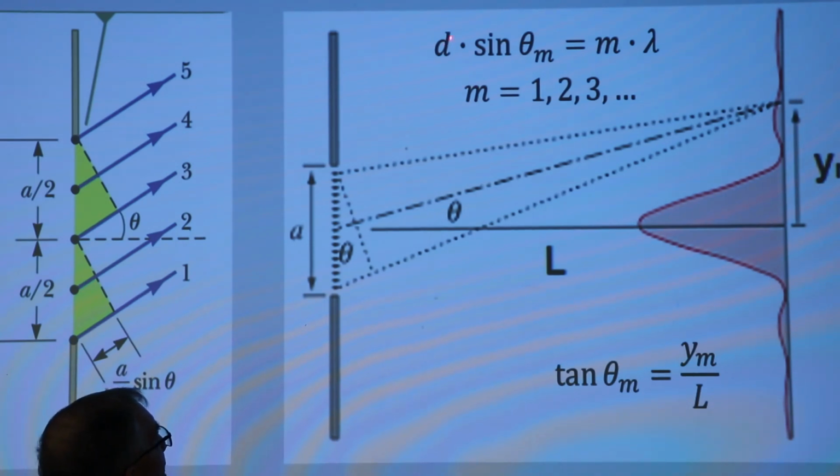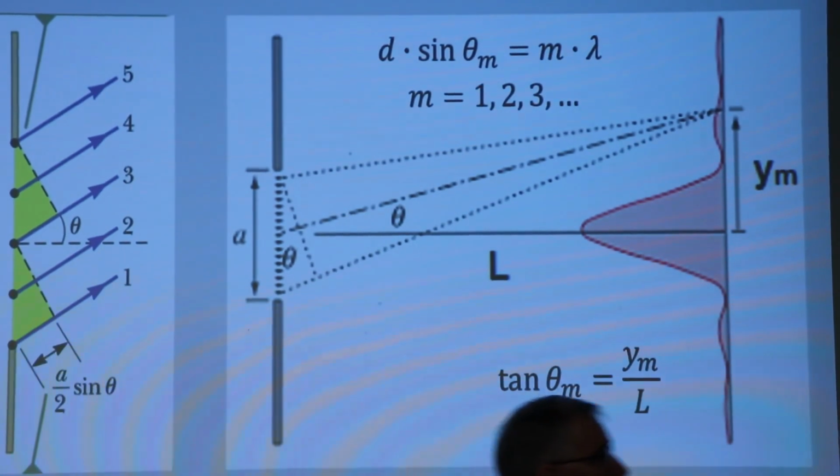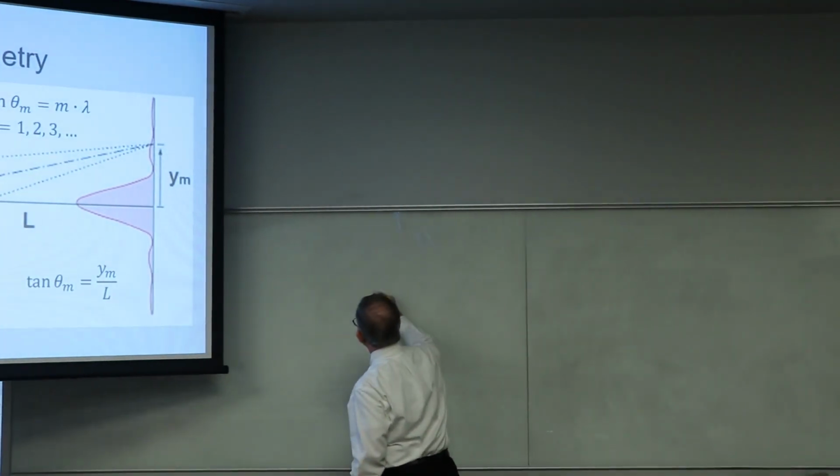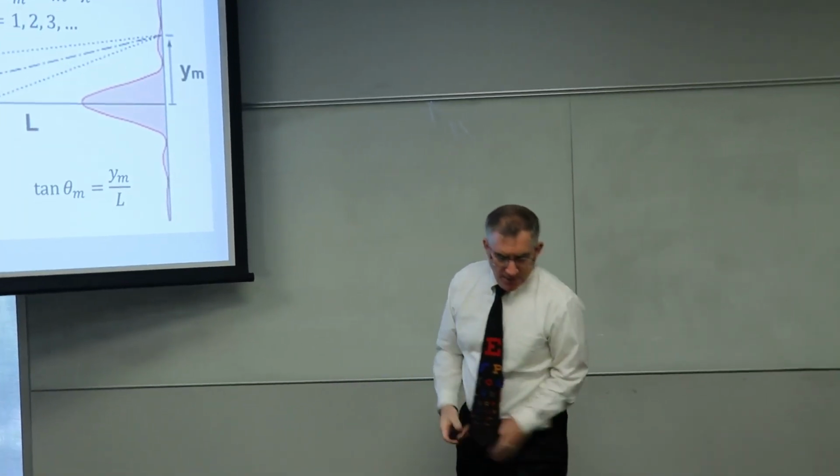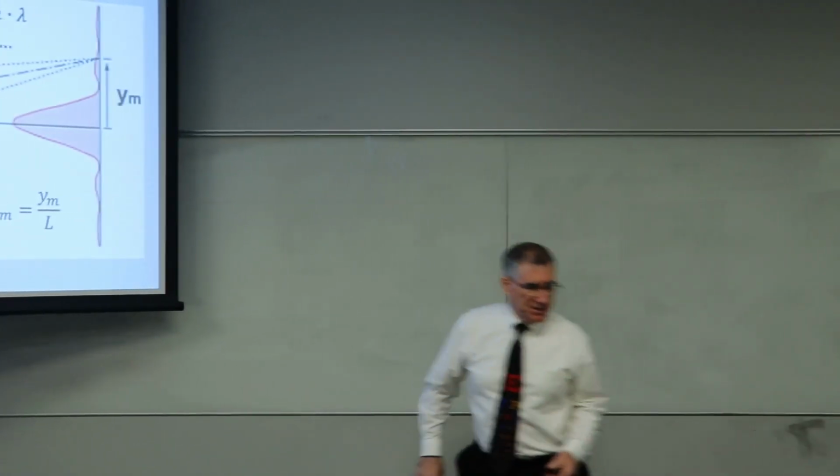Because, by the way, I have D up here. This should be an A. So A sine theta. Actually, I got the wrong formula up here completely. Let me put it up on the board. So what we have, we just cut the slit in half and look up. Let's see, I need a pen.